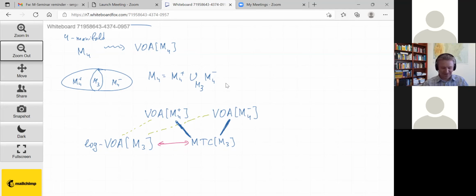Does this answer the question? Again, there are many details in this paper with Fagan, but basically that's the answer. I'm trying to say that the representation category of M4 is the conformal extension of those two M4 plus and minus categories. Yes. And do you have any guess what the red line, the log VOA M3, is relating with the MTC of M4? Is that the fusion category of this?